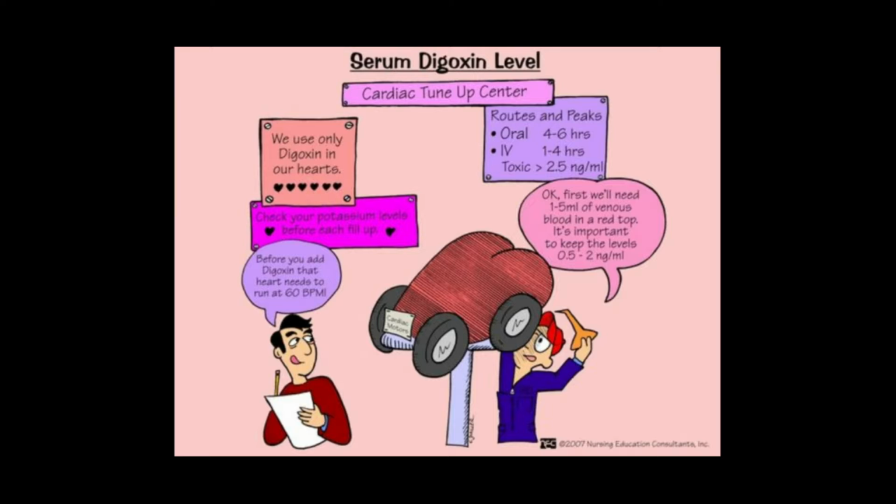This digoxin only works inside of our hearts. It controls some potassium exchange, so we'll want to make sure that we have potassium levels before we take it to have a baseline, and then as the therapy goes on, to make sure that we're not getting potassium out of whack. Then we want to know that our heart rate is not less than 60 beats per minute. If it is, then we're going to hold the medication.